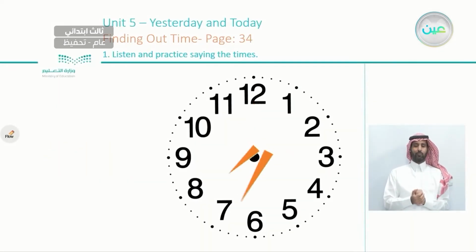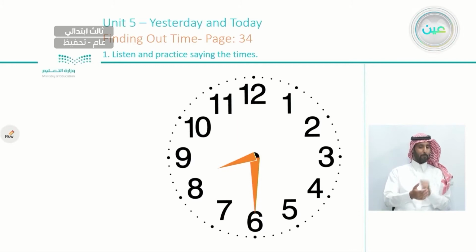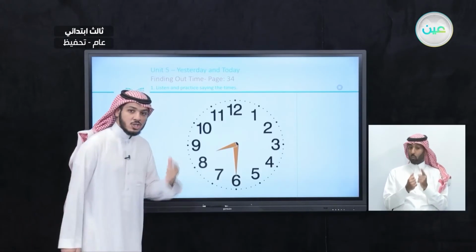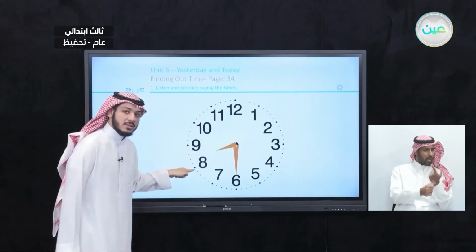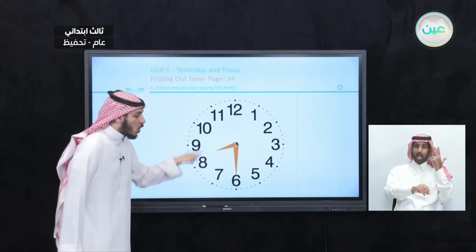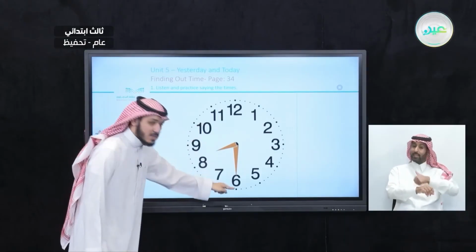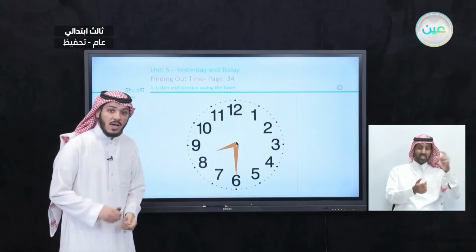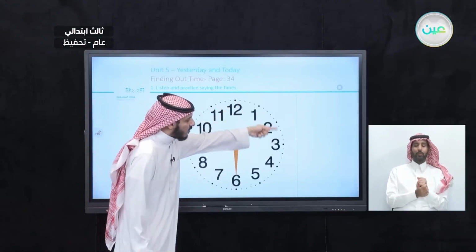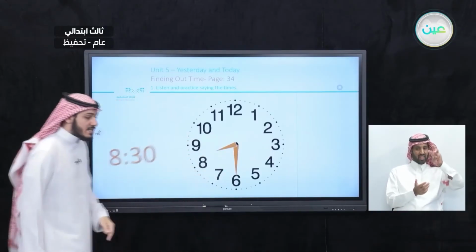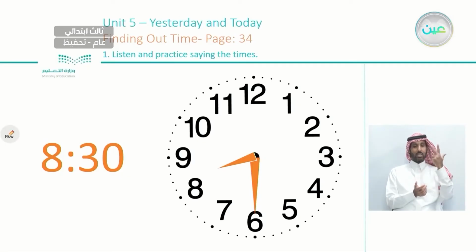After that, what time is it here? Now it's not o'clock. Let's start. Where is the short one? On number 8. Excellent. What about the long one? It's on number 6. How many minutes do we have? 5, 10, 15, 20, 25, and here 30. Excellent. So we have 8:30.